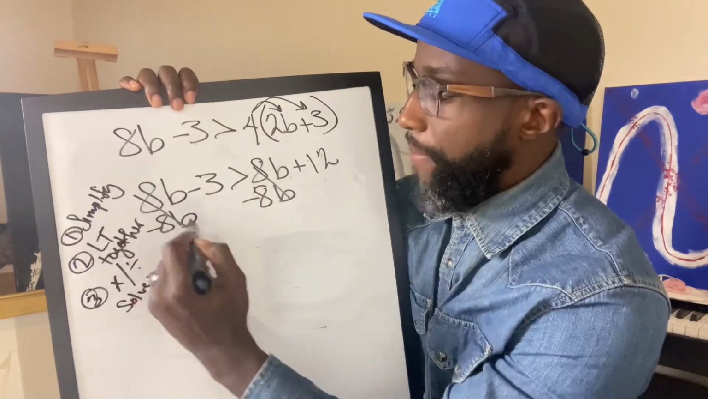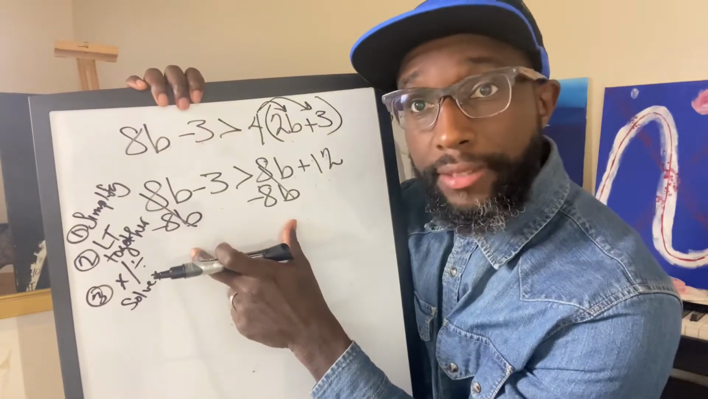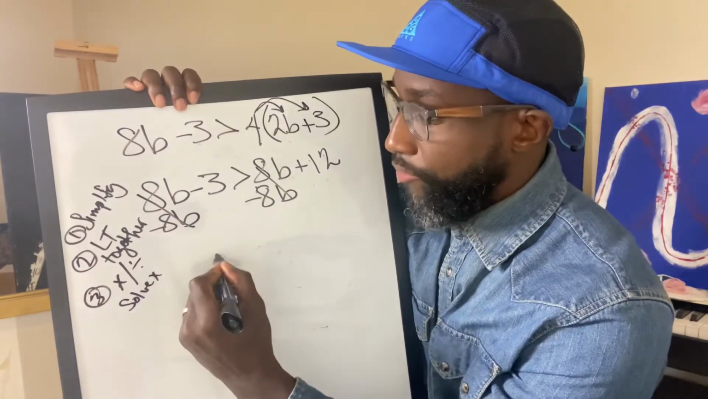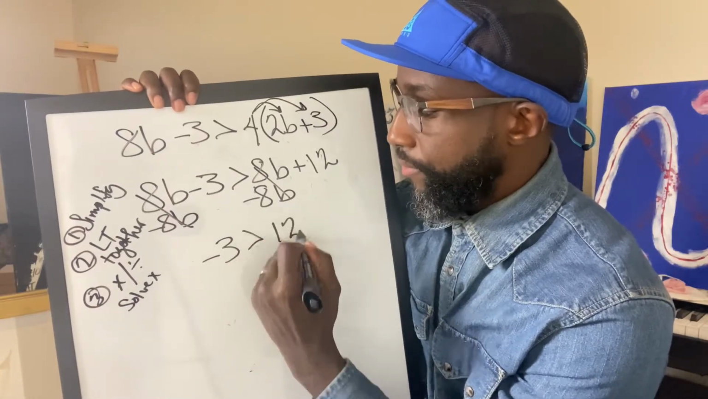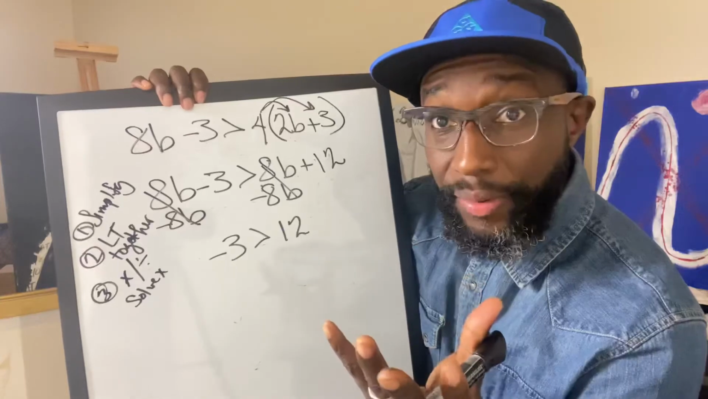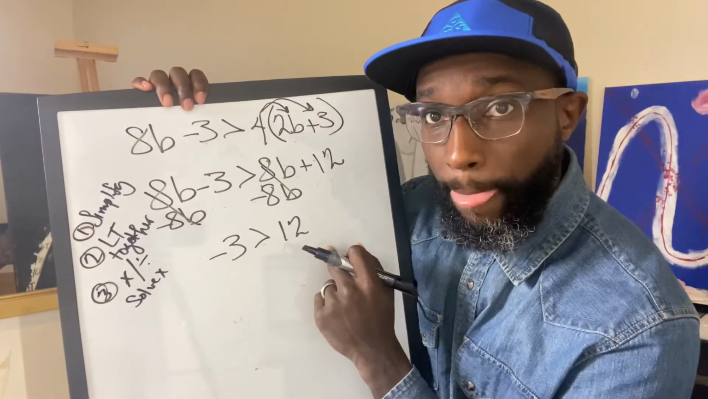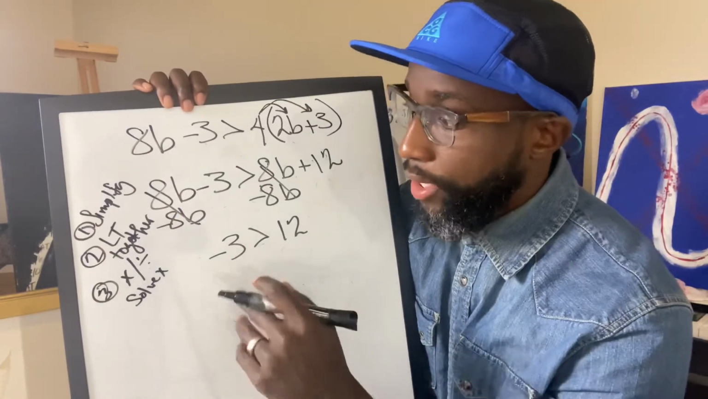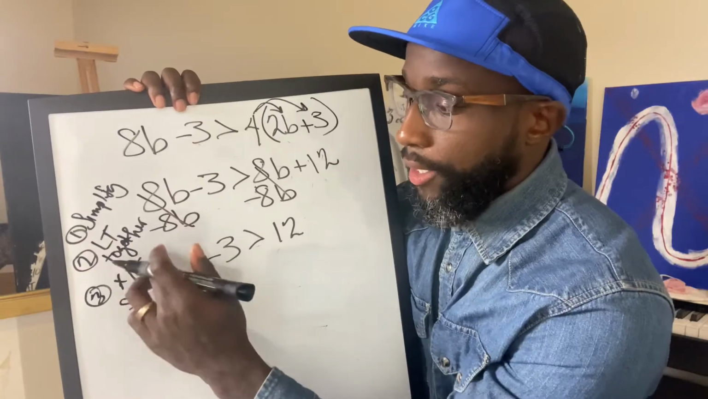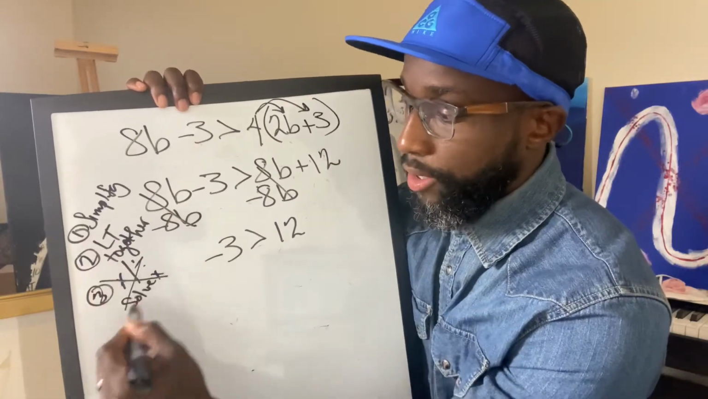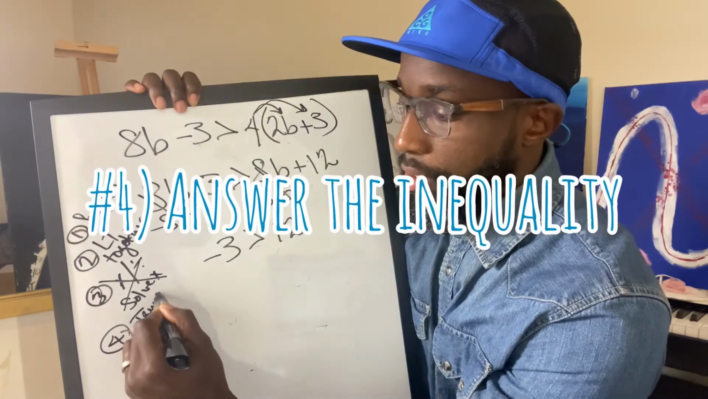When we do that, we end up with the b terms canceling out. So now you're only left with numbers. So it'll be negative 3 is greater than 12. Let's look at this. There's no variable here. Is -3 greater than 12? So essentially you'll simplify, put the like terms together. And in this case, there is no solving part. So the next thing you want to do is see if it's true or false.